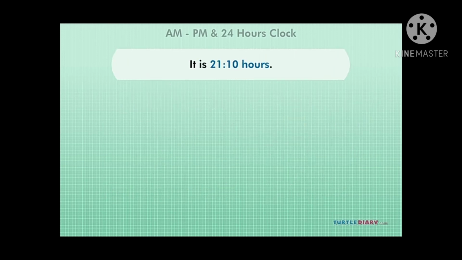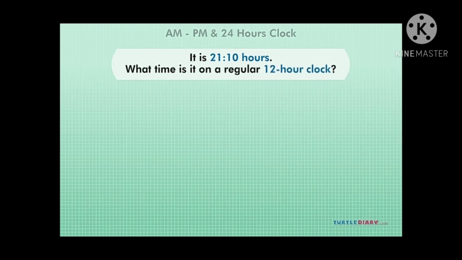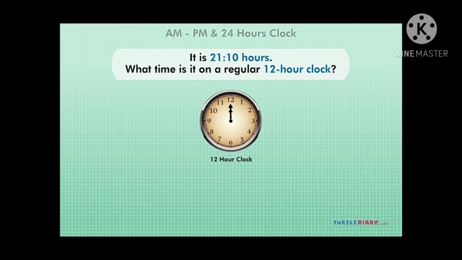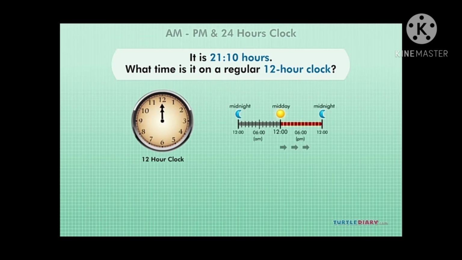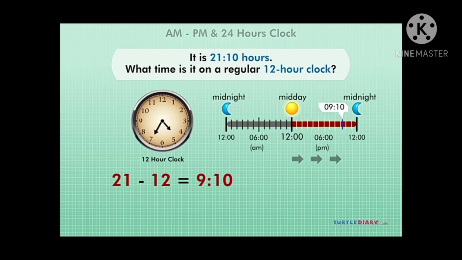It is 2110 hours. What time is it on a regular 12-hour clock? It is past noon, so let's subtract 12 hours to see how far past noon it is. 21 minus 12 equals 9, so it is 9:10. The minutes won't change. It is PM because it is afternoon.